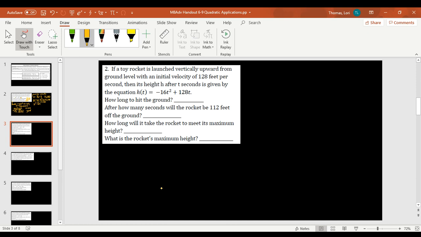So if a toy rocket is launched vertically upward from ground level, so that means it's going to start at 0, 0, with an initial velocity of 128 feet per second. And then there is our function. How long will it take for it to hit the ground? So that means we are looking for the positive root.